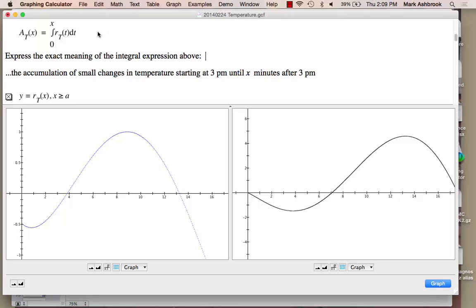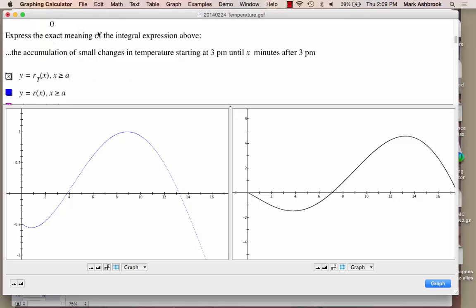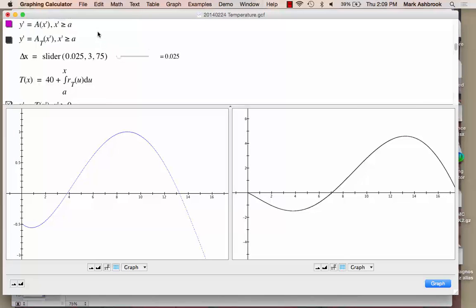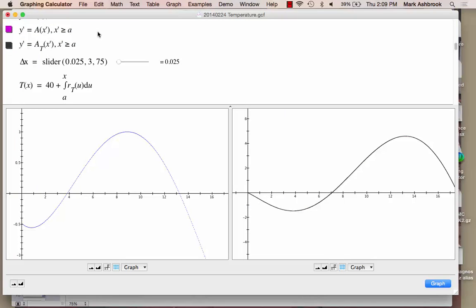It's just not going to start at 0 anymore, right? It's going to start at 40, so all we need to do is add 40. There it is. So you're going to start at 40, and now you're going to start accumulating changes in temperature with the integral starting from 40 rather than starting from 0. Okay? And that gives you the temperature at any time x.